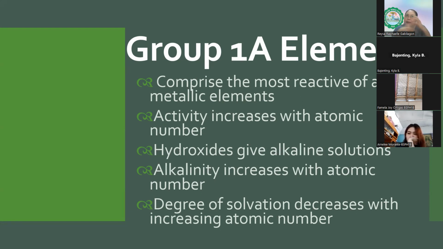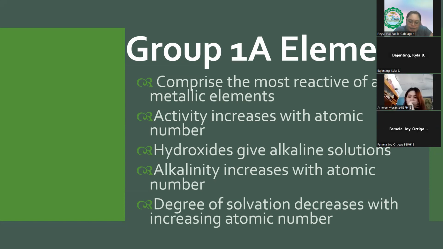Yung kabaliktaran nito is the degree of solvation. When you say degree of solvation, yung ma-dissolve ba sila sa water. Okay? So, mag-decrease yung pag-dissolve nila sa water as you go down sa group. Meaning, yung mga nasa taas, lithium, sodium, potassium, ito yung mga madaling ma-dissolve sa water. Pero pag nagbaba ka na sa group, nag-increase na yung atomic number, hindi na sila basta-bastang nadi-dissolve sa water. So kagaya ng mga nasa ilalim, cesium, francium, rubidium, yun yung mahirap nang mag-dissolve sa water. So yan yung ibig sabihin ng degree of solvation decreases with increasing atomic number.